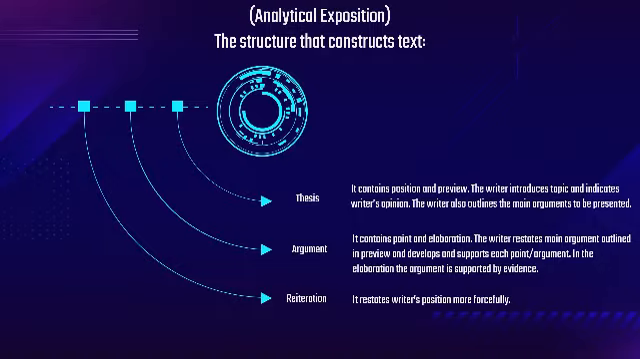Second is argument. It contains point and elaboration. The writer restates main argument outlined in preview and develop and support each other argument. In the elaboration, the argument is supported by evidence, and the third is reiteration. It restates writer's position more forcefully.